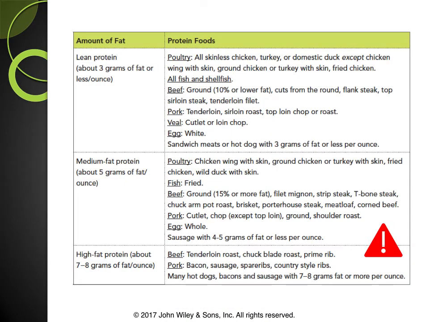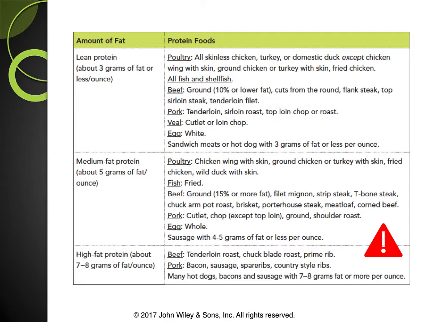So this is another table that's in your book. And I really like it because for any of you out there who's wondering, what does lean protein even mean? It gives you a nice solid list. So poultry, all skinless: chicken, turkey, duck. There's always that exception, with the exception of chicken wings with skin. Ground turkey or ground chicken or turkey with skin, if it has skin, then it's going to be higher in fat.